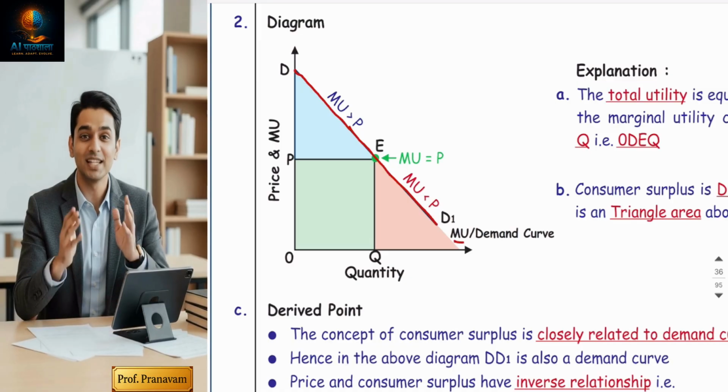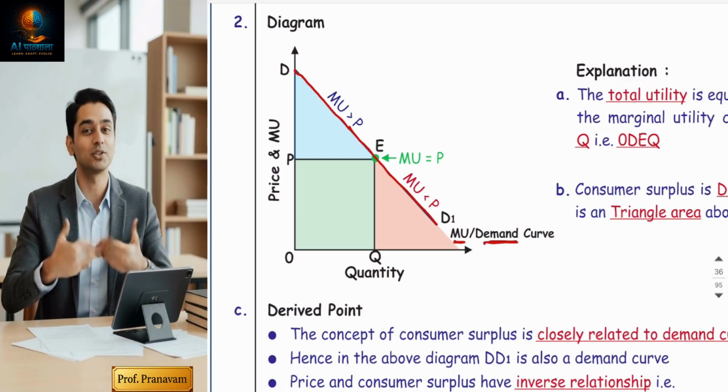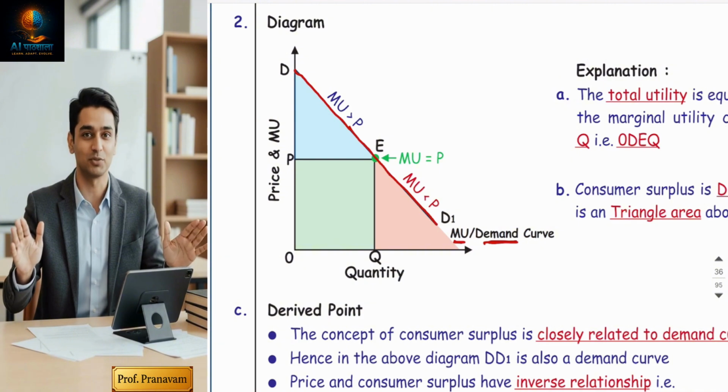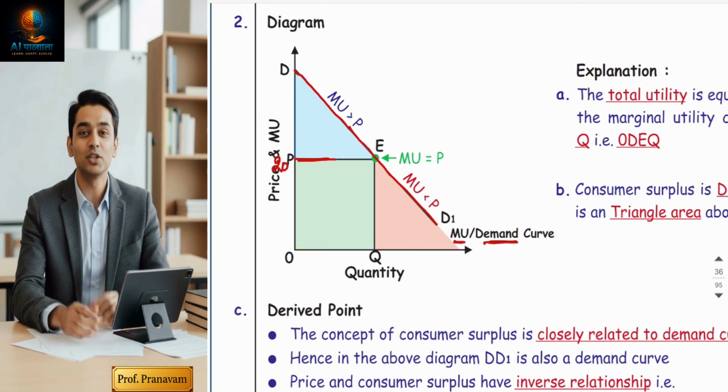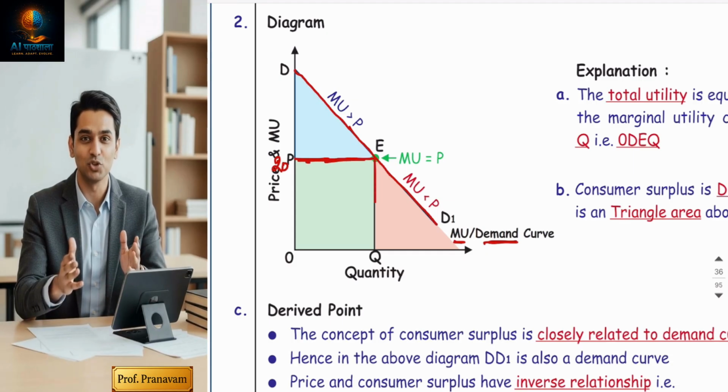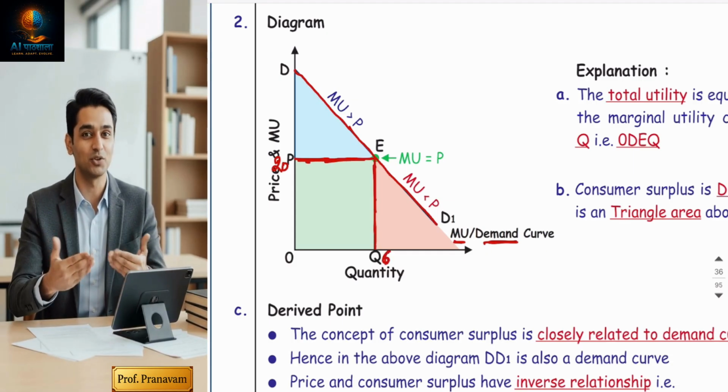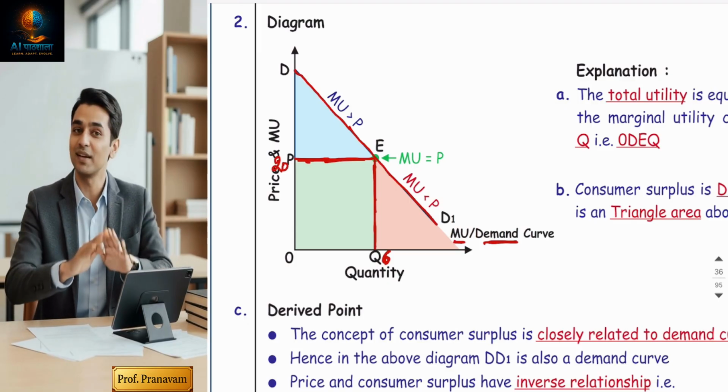And this is my marginality curve also, and this is my demand curve also, because the demand curve is also downward sloping. Yes. And in my diagram, the price is 20. And at 20 rupees, I'm consuming 6 units of slice of pizza in my example. The Q is my 6 units.